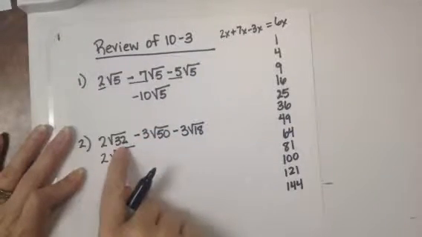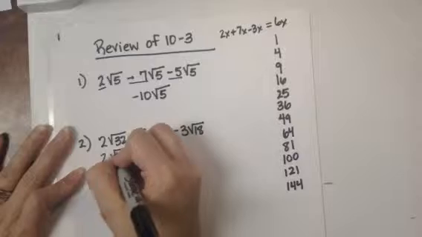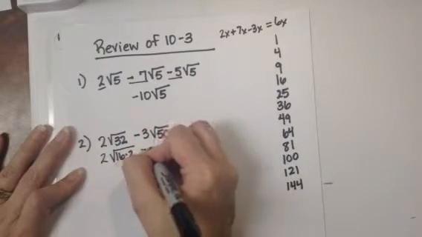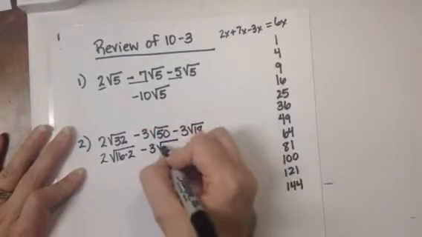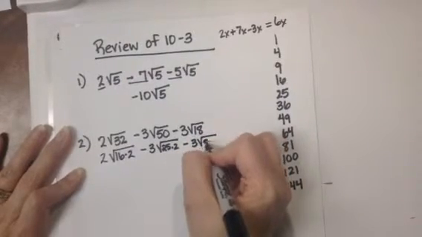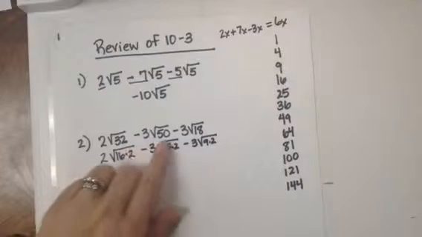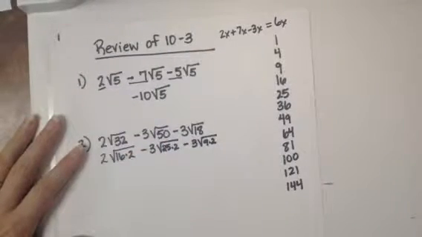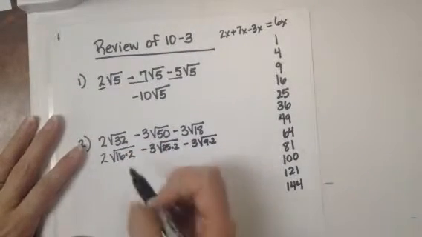The highest perfect square that will go into 32 is 16 times 2. Minus 3, 50 would be 25 times 2. Minus square root of 9 times 2. I'm changing all these numbers under the radical to a perfect square times another number.